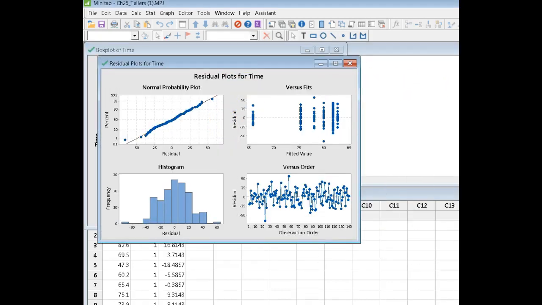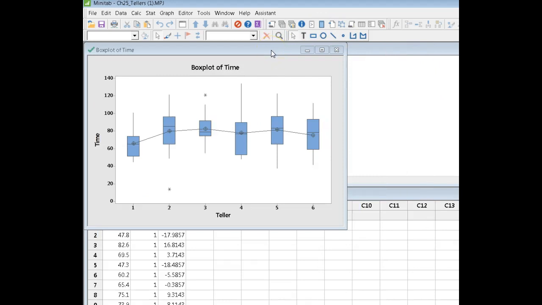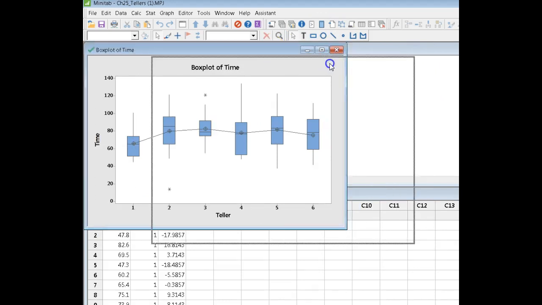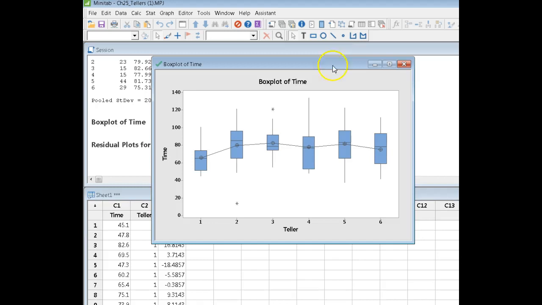Now let me pull that away for a moment and let's have a look at the box plots. Now, question to ourselves is, does it look like there's any real difference in the serving time of these tellers? And to be honest, their means, which are here, these circles, are pretty much the same. Teller number 1 looks a little bit different from the rest, but I'm not seeing too much here.